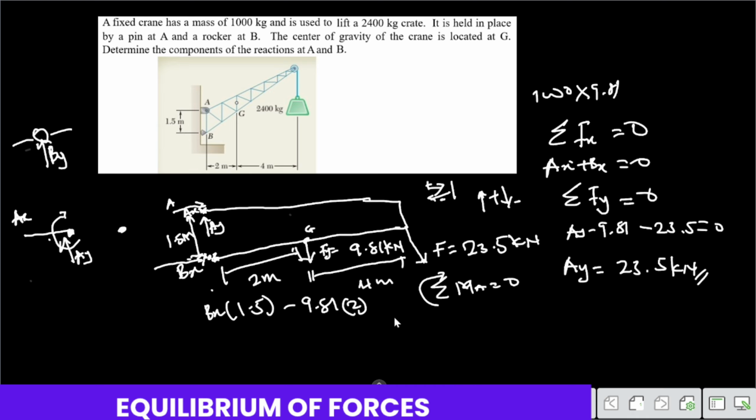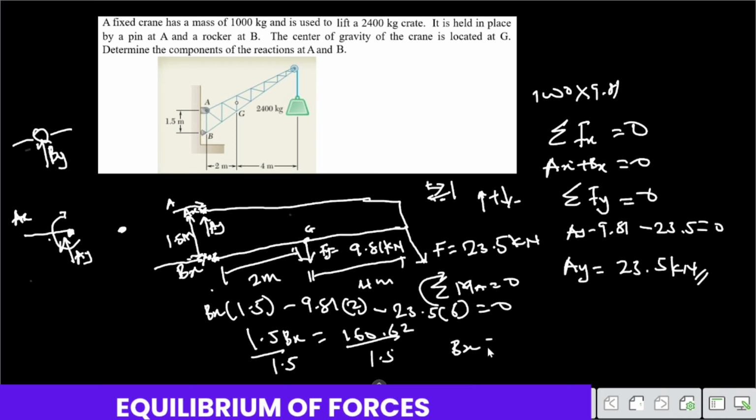And then this one is also moving down, so clockwise. So minus 23.5 times the distance, which is 4 plus 2. That will give us 6. This should be equal to 0. So we can do them together. So we have 1.5 Bx equal. We can add this and this together and send it to the other side, which will give us 160.62. So we divide here by 1.5, here by 1.5.